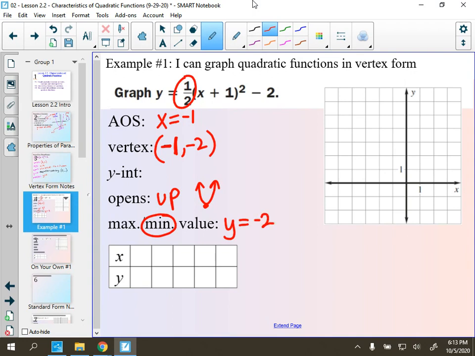So right off the bat, I got a ton of stuff filled in here. How I like to make the graphs is I like to stick this vertex right in the middle of my table, (-1, -2).